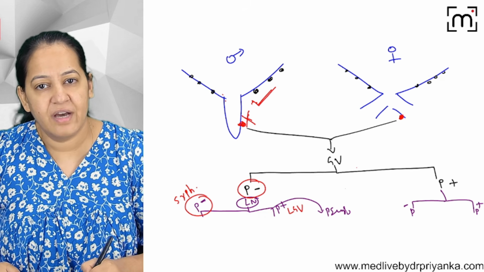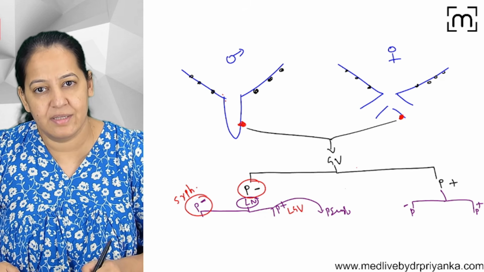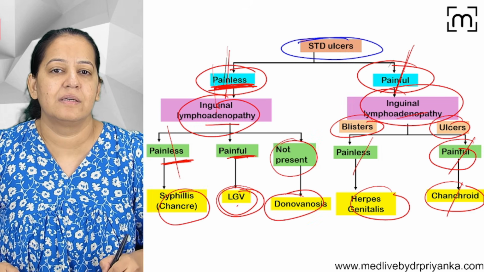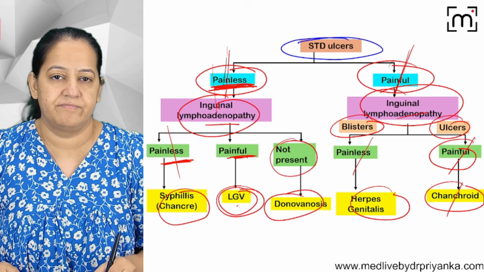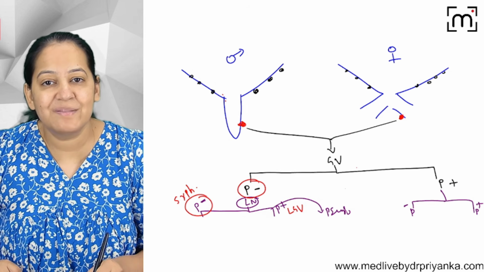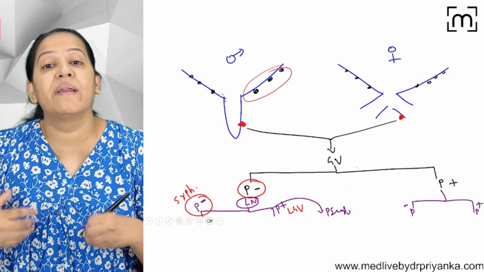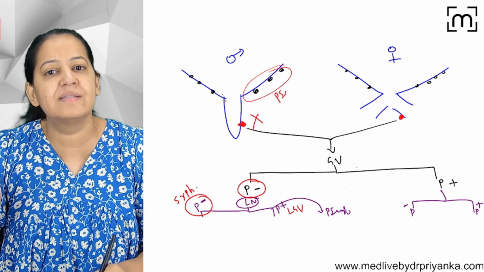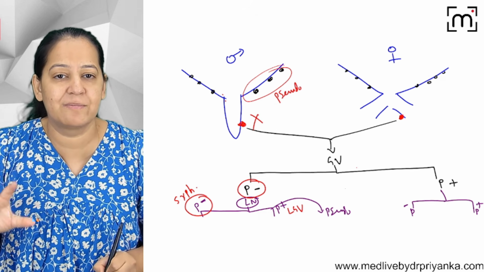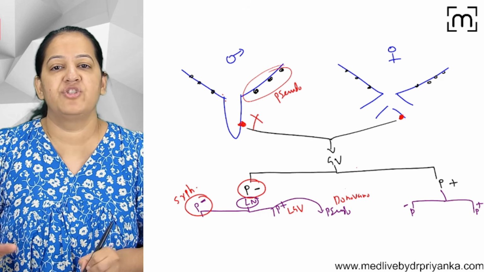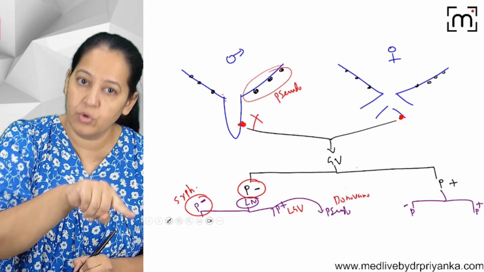Okay, and of course the ulcer is still painless. In all these three scenarios, the ulcer is painless. The ulcer is painless, but there is no true inguinal lymphadenopathy. It is a pseudo-inguinal lymphadenopathy. The swelling is present. It is known as Donovanosis. So appreciate the three things: syphilis, LGV, Donovanosis.